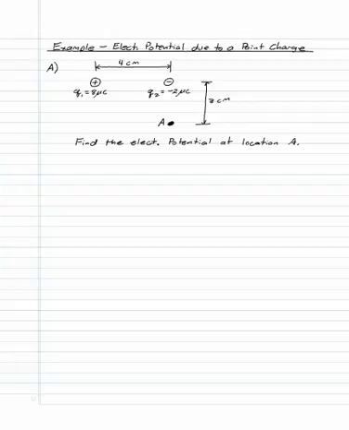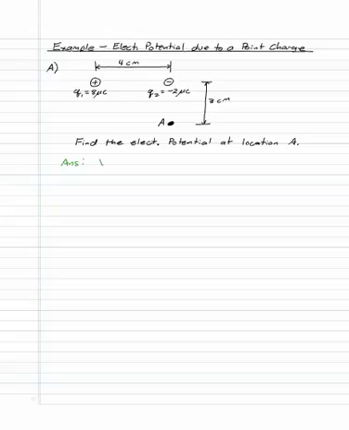In this problem, we're going to deal with the electric potential due to a point charge rather than a uniform electric field. So I've already drawn the picture. We have two charges, a positive and a negative charge, Q1 and Q2, and then we just have a point in space at point A.